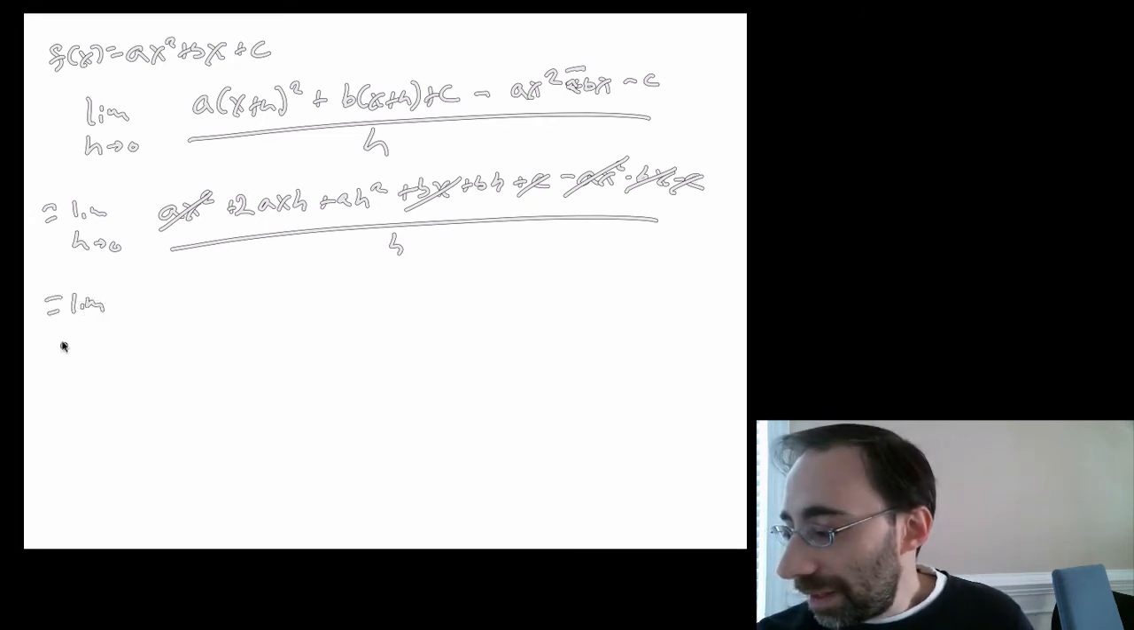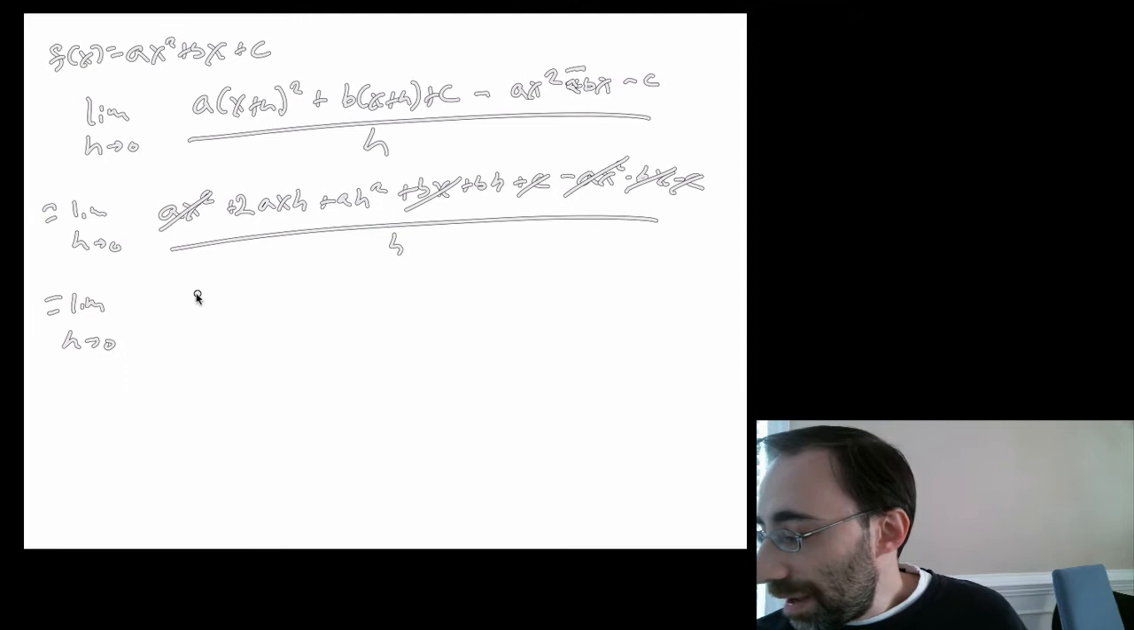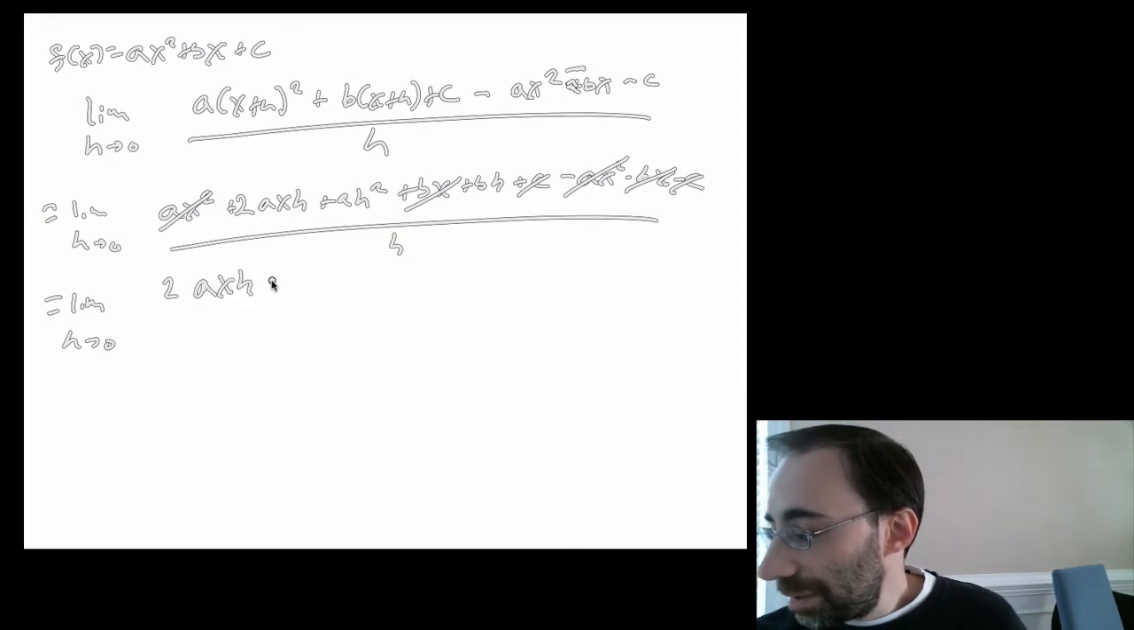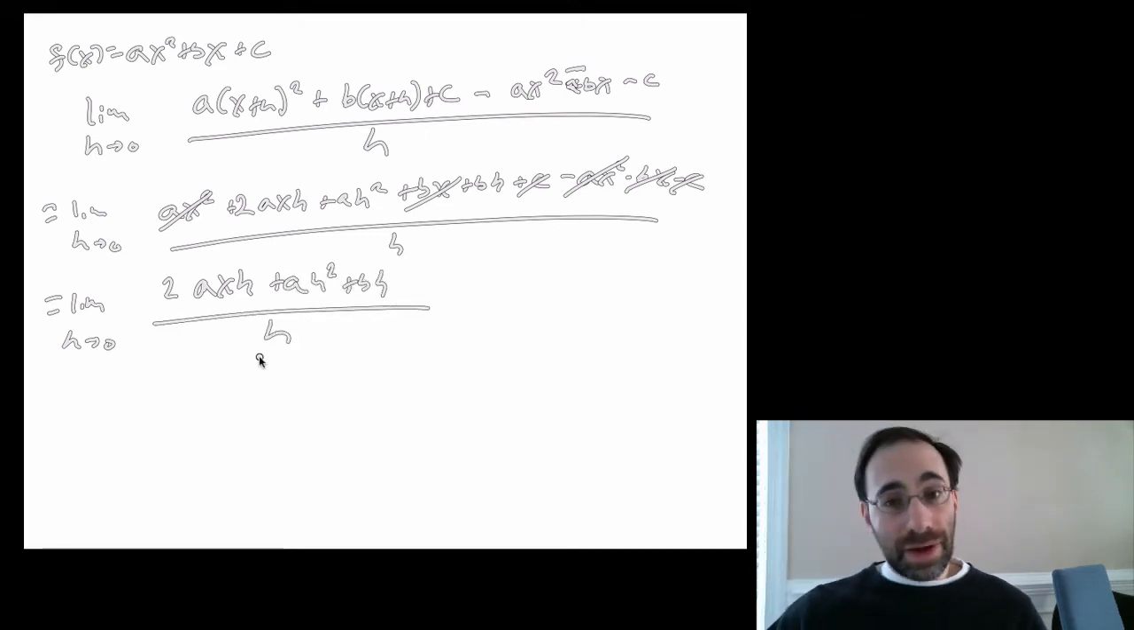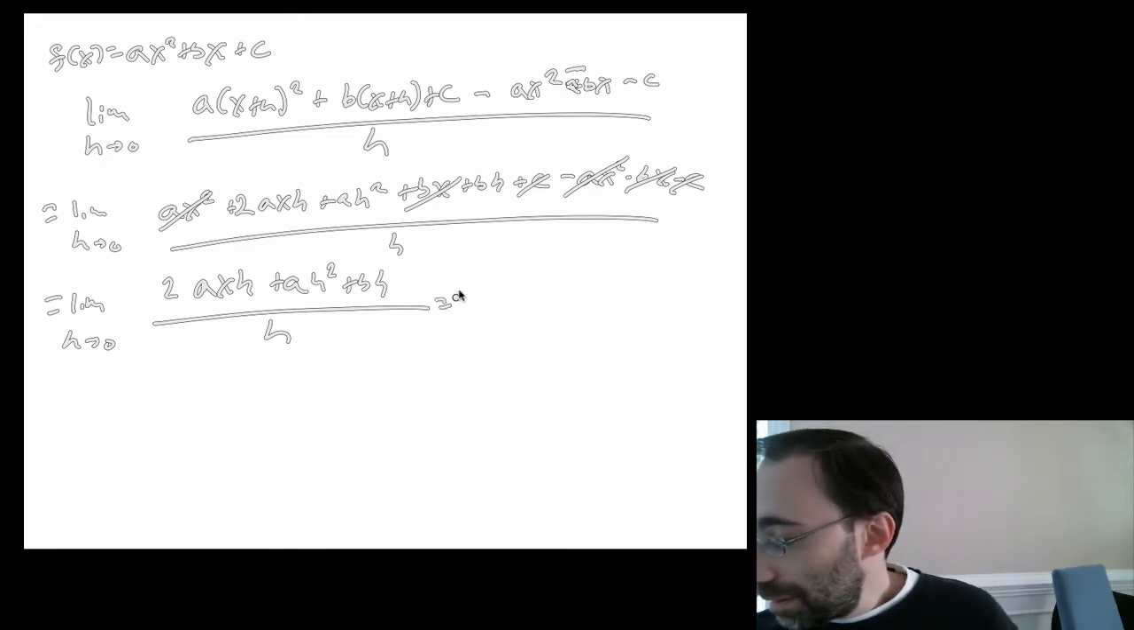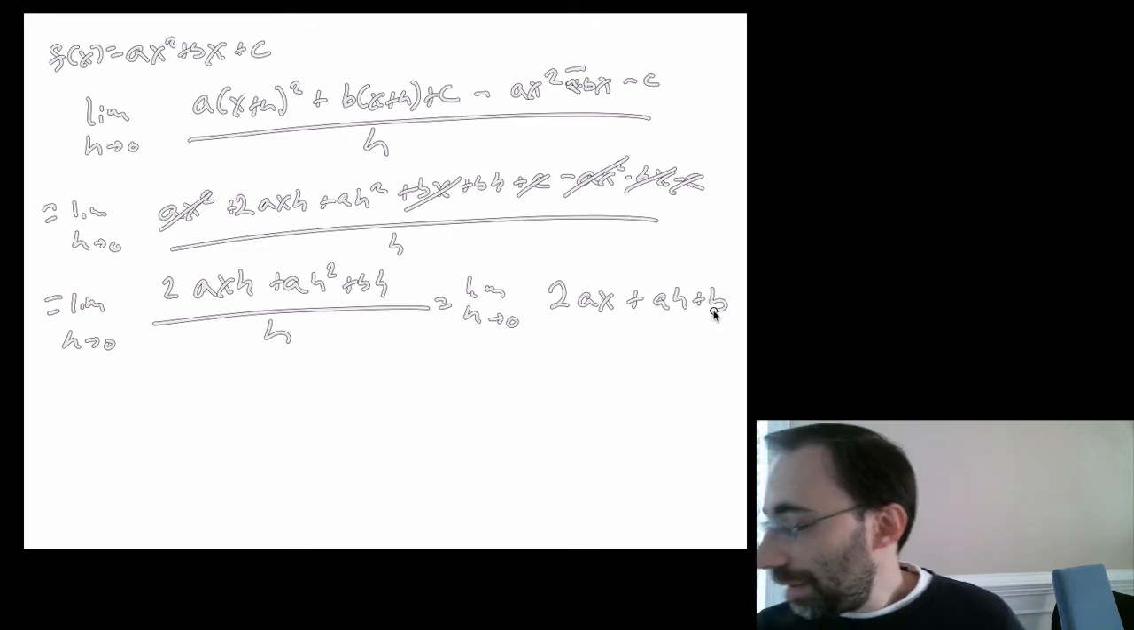Let's write that out over again. Well, we have 2axh plus ah squared plus bh over h. Now I can divide through by h. And what do we get? We get 2ax plus ah plus b.